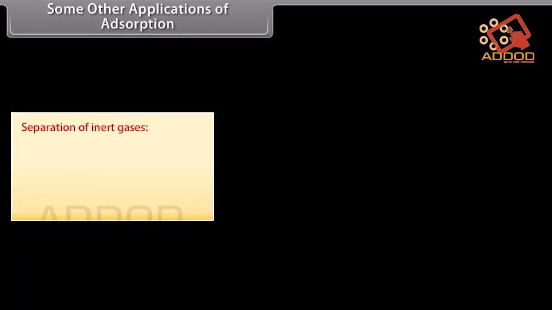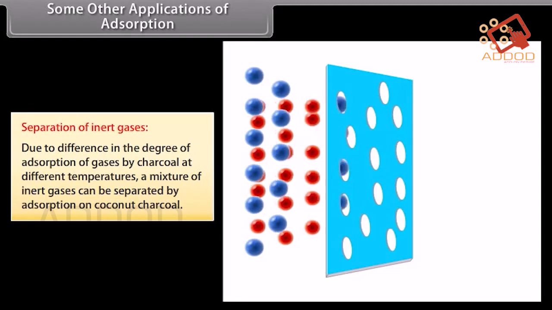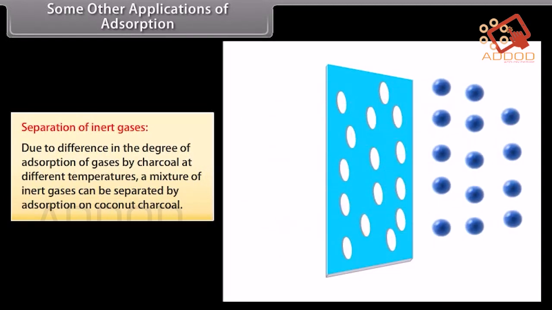Separation of inert gases. Due to difference in the degree of adsorption of gases by charcoal at different temperatures, a mixture of inert gases can be separated by adsorption on coconut charcoal.